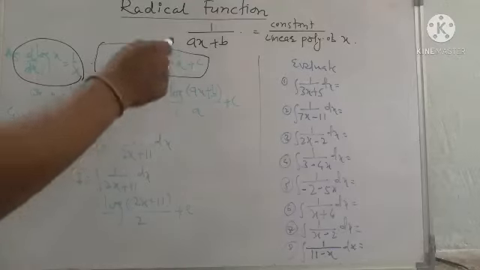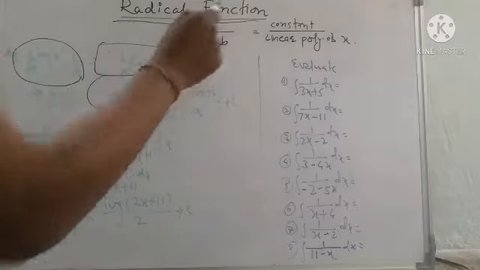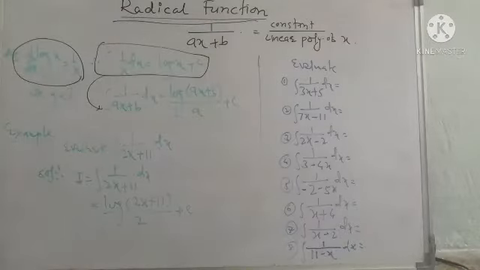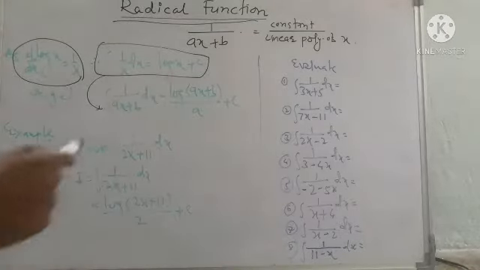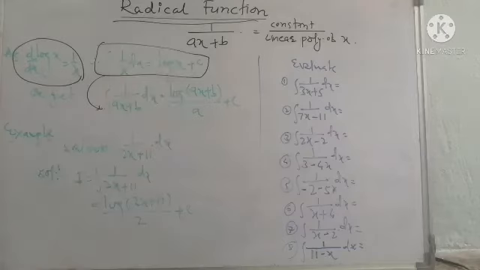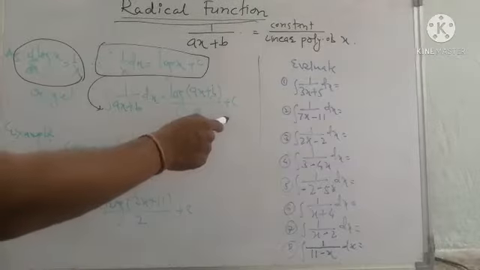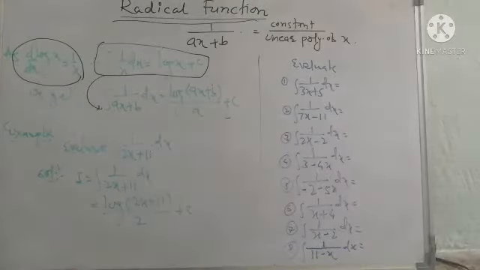1 upon ax plus b is called a rational function. Always remember, if the numerator is 1 and the denominator is a linear term, it is called a rational function. Or the numerator is 1 and the denominator is a polynomial of x. Here a linear polynomial of x is given, and the integration of such a form is log of ax plus b divided by a plus c. Using this formula, we can solve a number of examples.